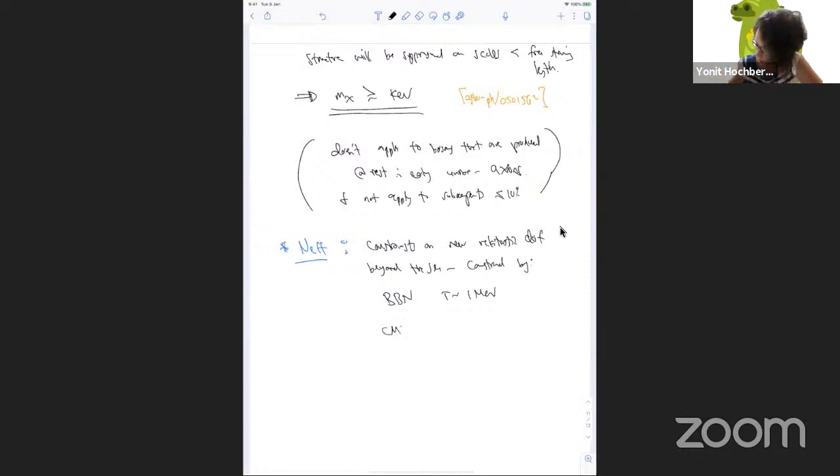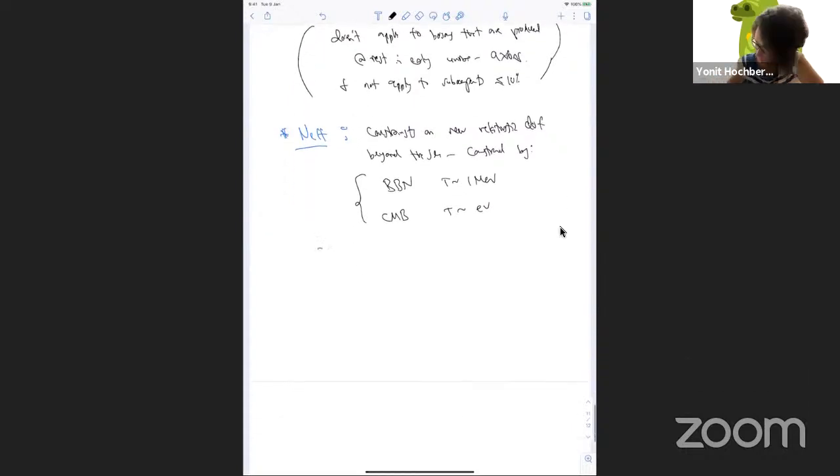And they're also constrained by measurements of the cosmic microwave background, which probes temperatures of order an eV. So it's constrained by both of these, by measurements related to both of these epochs. By convention, we count how many relativistic degrees of freedom we have in the universe relative to the neutrinos. So the convention is to count degrees of freedom, DOF, relative to the neutrinos.